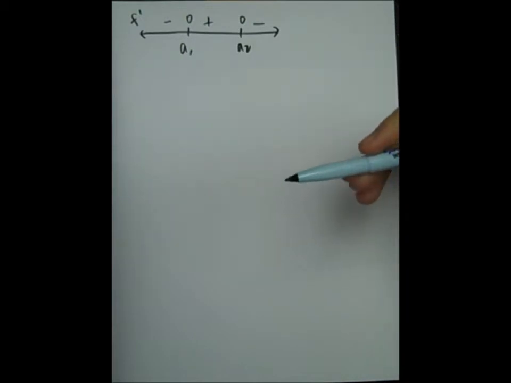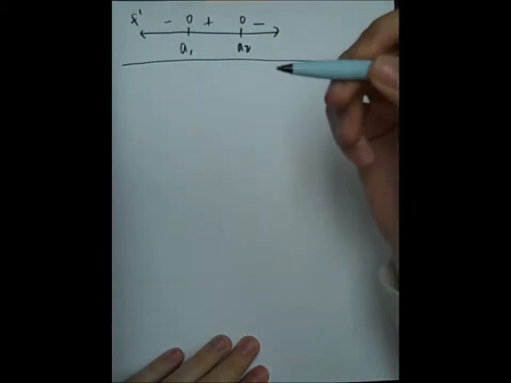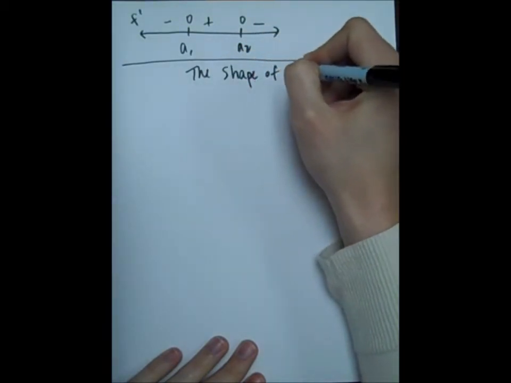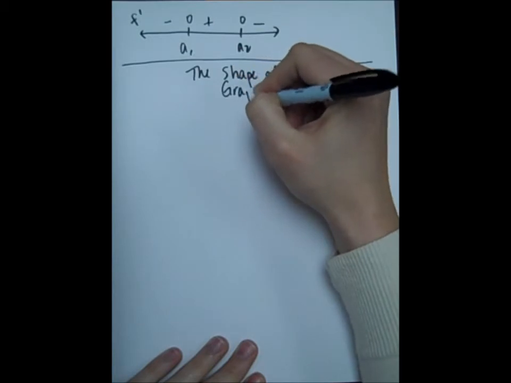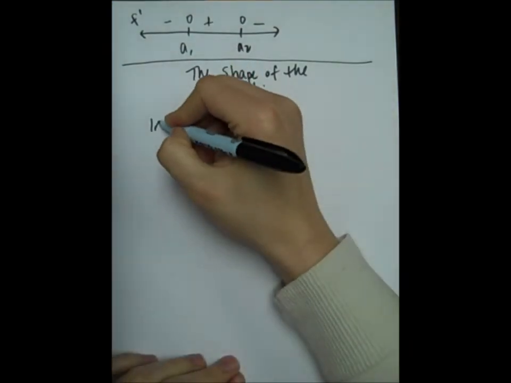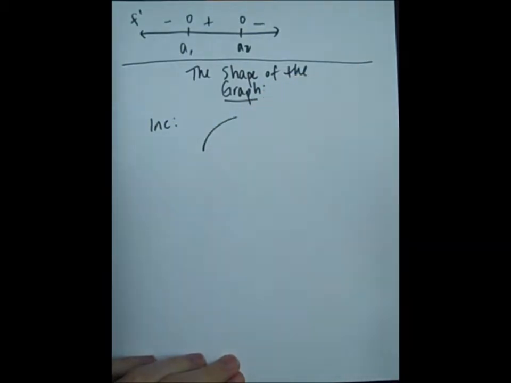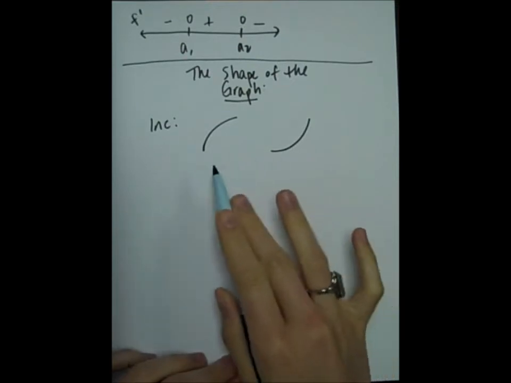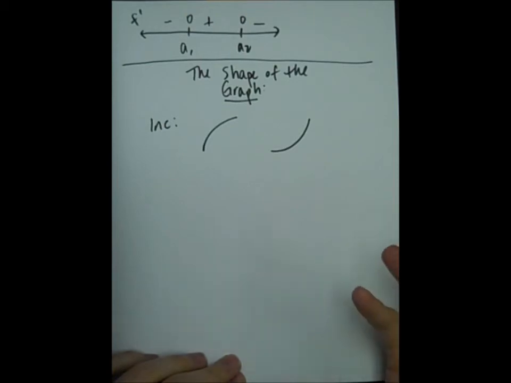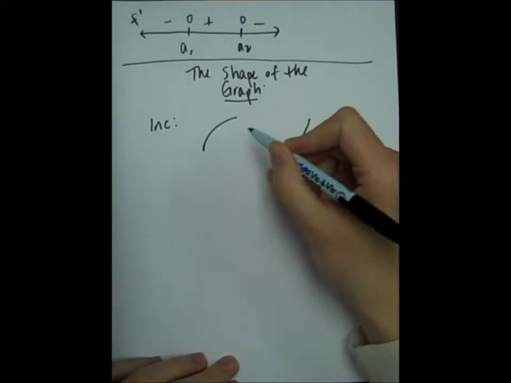The next section that we're going to look at, and this is section 4.4, is the shape of the graph. So let's think about a function that's increasing. There are two different ways a function can increase. It can be something like that, or it can be something like that. These two functions are both increasing, but they're increasing in two different ways. So the question is, how do we compensate for that in terms of the derivative? Well, this has to do with concavity.